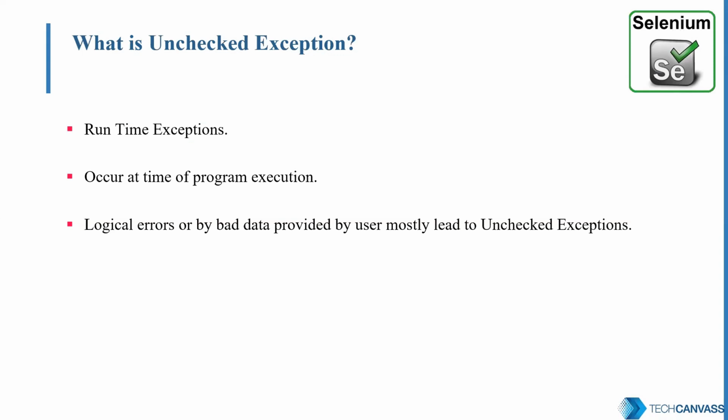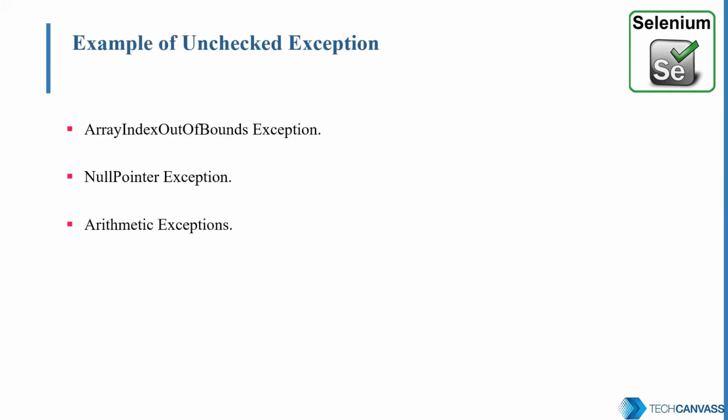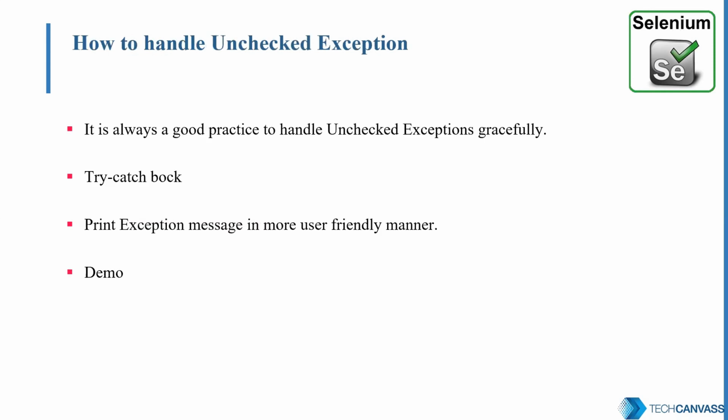Mostly, such exceptions occur if bad data is provided by the user in the user interaction or due to any logical errors. Let's see some common examples of unchecked exceptions, like array index out of bound exceptions, null pointer exceptions, and so on. Even though we don't get any issues in the compilation for unchecked exceptions, it is very critical to handle them carefully.